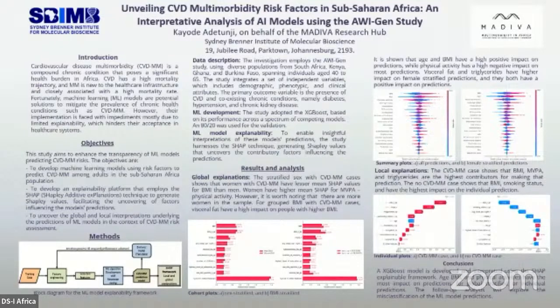So on the third column, just right up there, we've got a summary plot. The summary plot explains how the predictions have been made. And one of the things that we can see there is that BMI with different data points has high values, which actually means that BMI with high values tends to get predictions of high risk CVD multimorbidity.